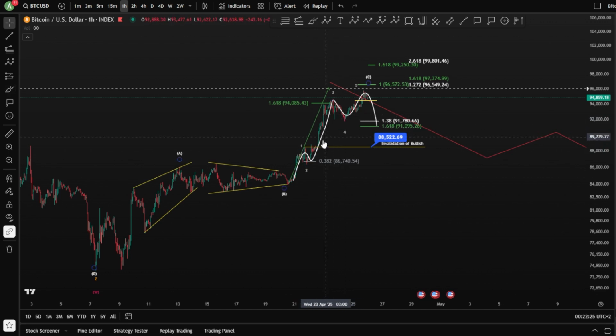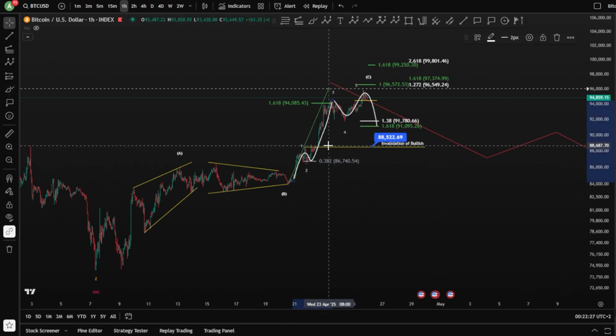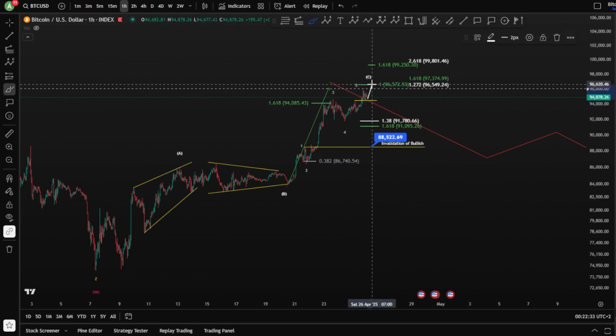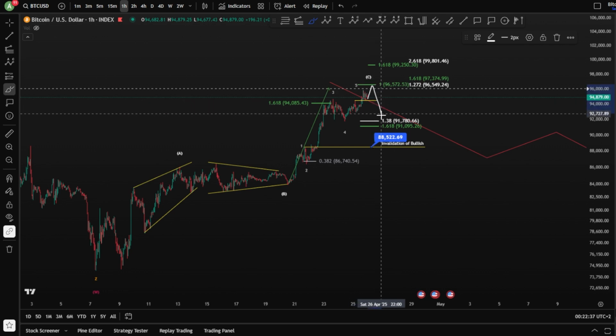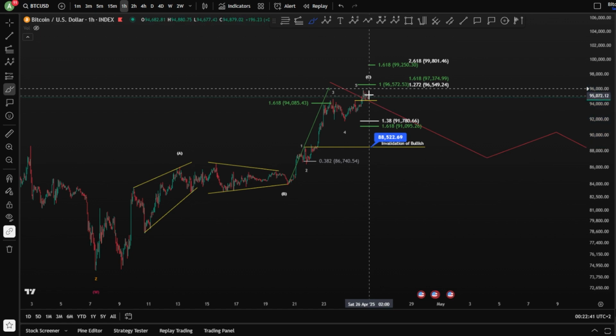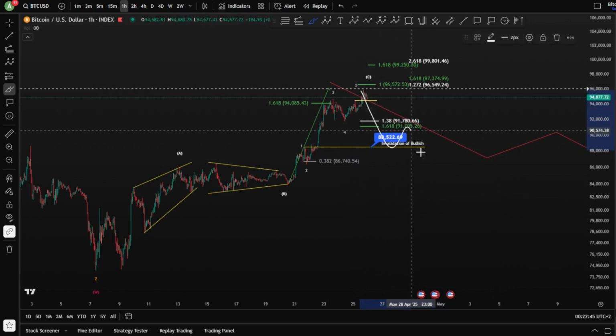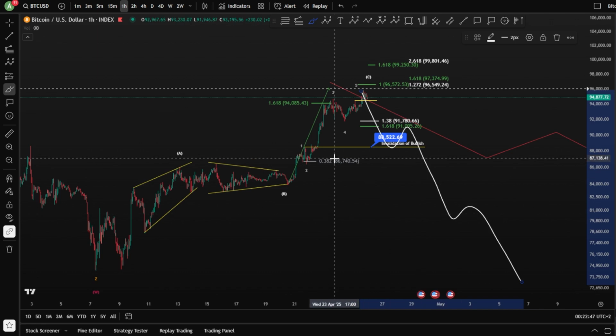Well, still possible. The time has never been counted as invalidation. It is a guideline, but still possible. Preferably, of course, to take this one more high, hitting the 96K 500, and then, of course, decide that the price can move three ways down here, or it can move impulsively toward the downside.